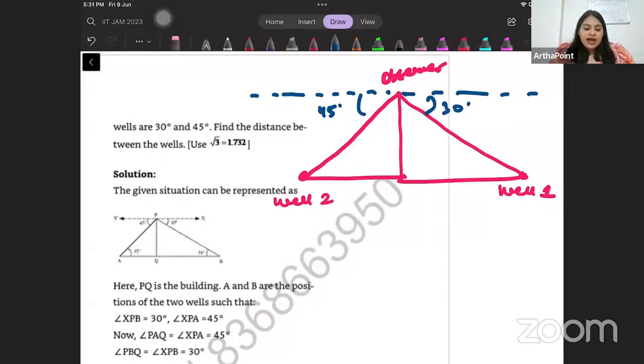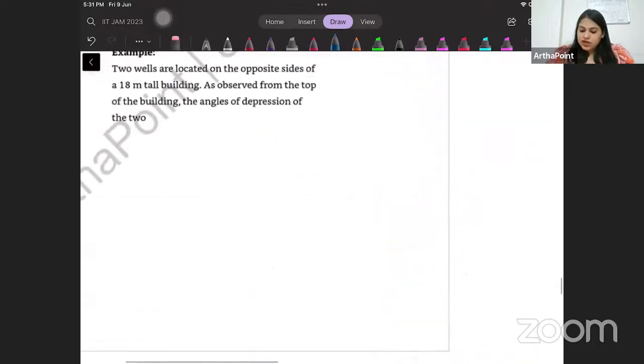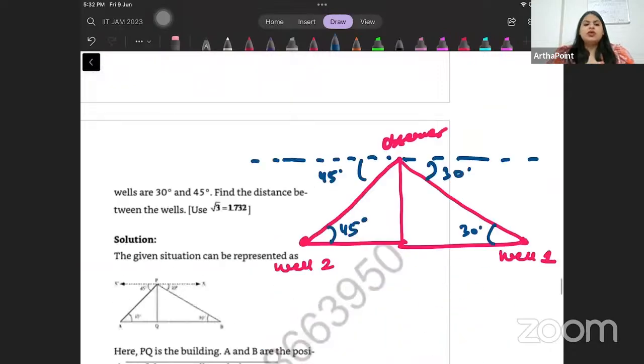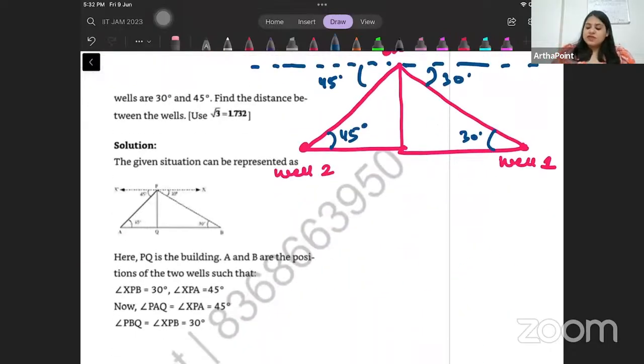We just read that the angle of depression and the angle of elevation, whether I look from below or from the top, should be equal. So that means beta, this will come down to 45 degrees and this opposite one will come down to 30 degrees. Okay. Now this says that it is an 18-meter tall building. So the building itself is given as 18 meter. This is 18 meter. Find the distance between the wells.